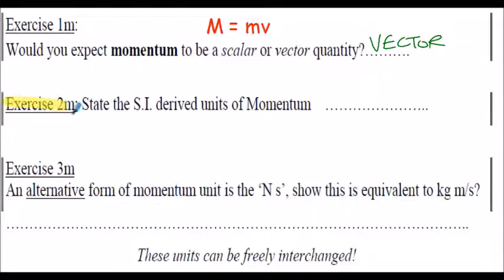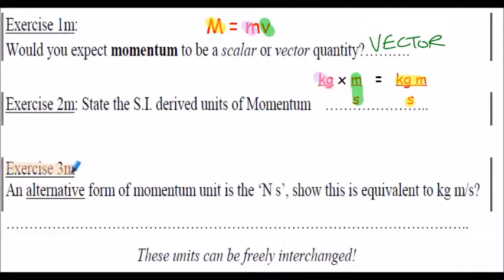Exercise 2M, we've got to state the derived units of momentum. Well, as with all quantities in the SI system, we obtain the unit from the equation. So as momentum is defined as mass multiplied by velocity, then mass in the SI system is the kilogram, velocity is the meter per second. The unit of momentum is the kilogram meter per second. Notice the unit for momentum could also be stated as kilogram meter second to the negative 1. Just another form of kilogram meter per second.